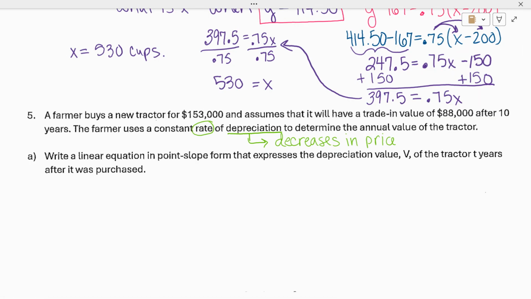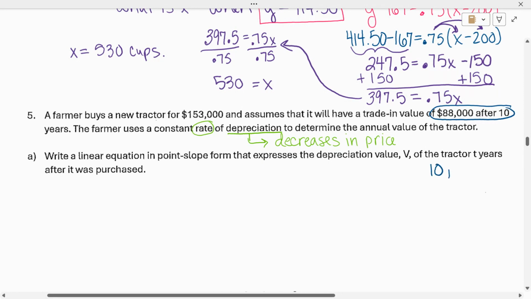So we have to write a linear equation in point slope form. When I buy my brand new tractor, it costs me $153,000. And after 10 years, it's worth $88,000. Well, this is definitely an ordered pair. 10 years is the time, and $88,000 is the other one, like the y coordinate.